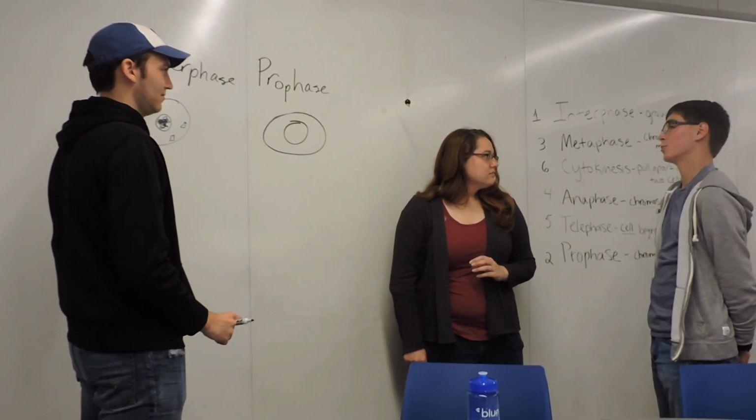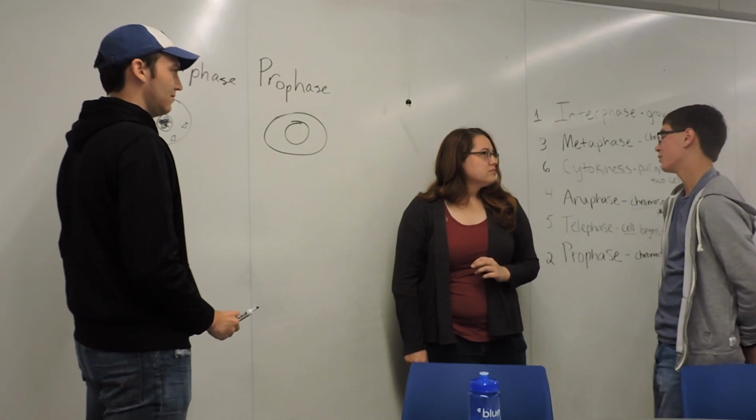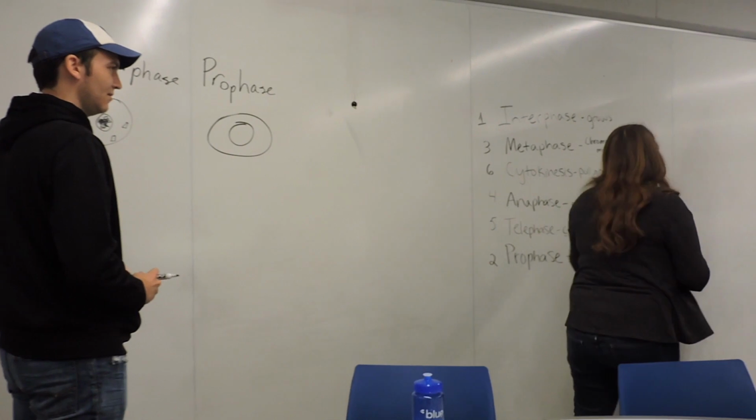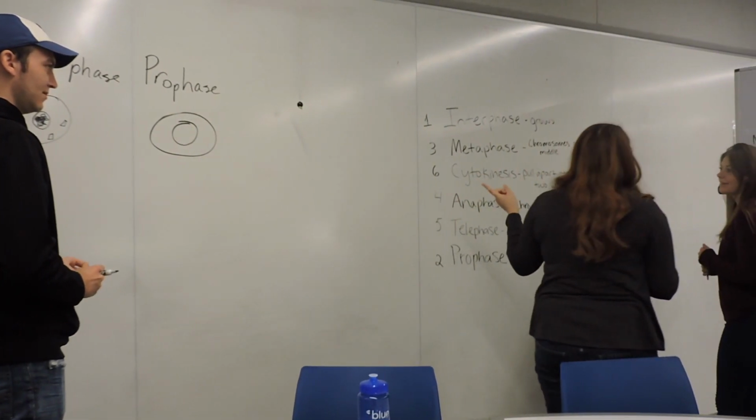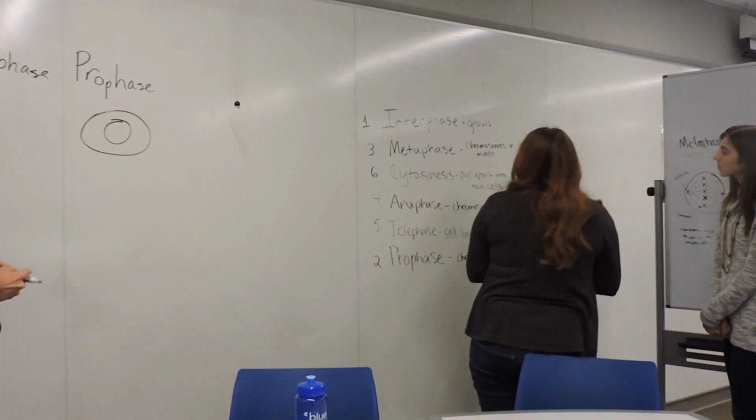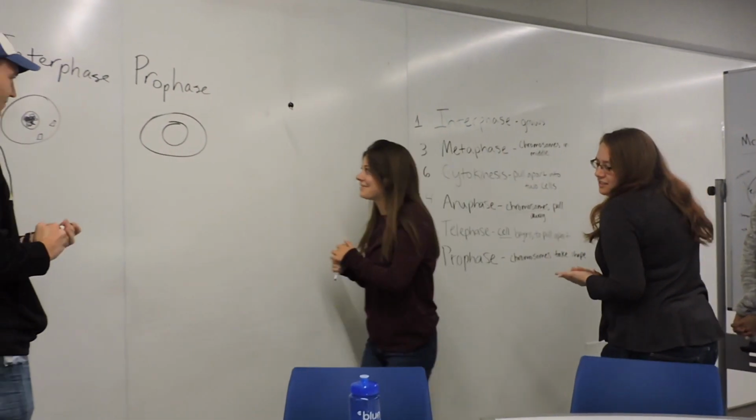Maybe someone from another group will remember how to do prophase, and maybe they can give you a hand. Hey, do you guys know what goes on in the prophase step for the nucleus and the chromosomes? We're kind of lost. I think I remember. I can probably help out. What do you guys have so far?